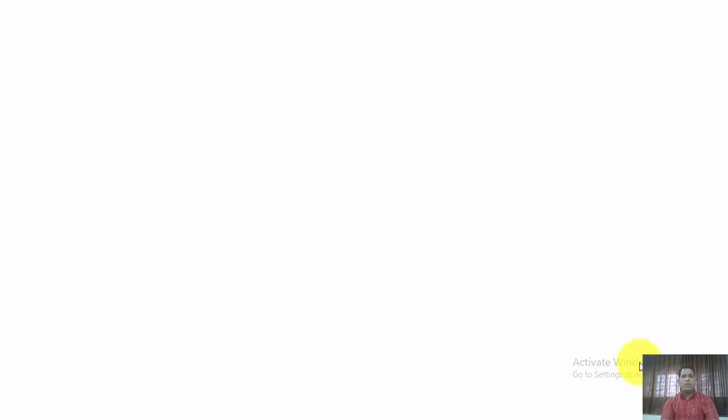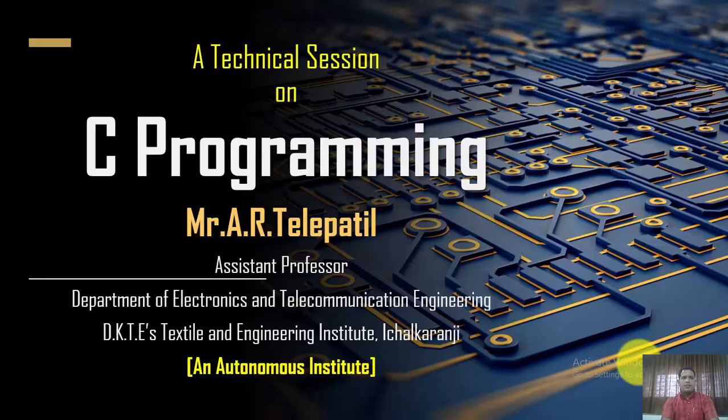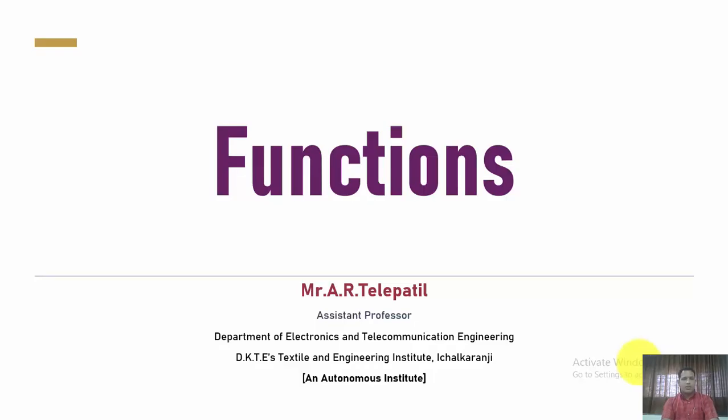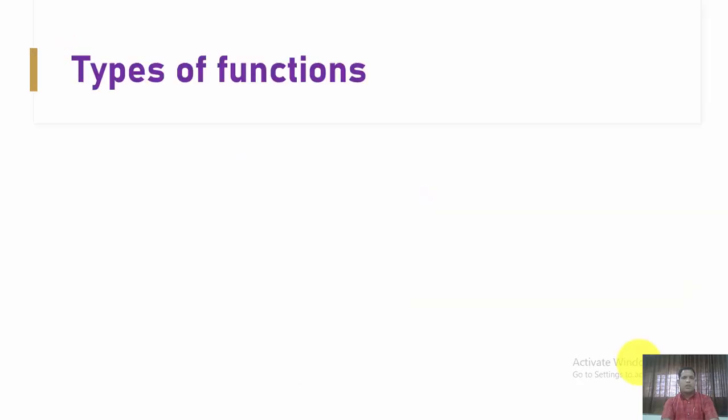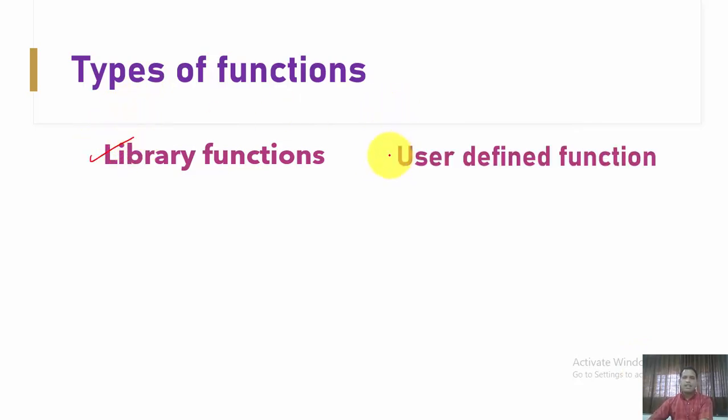Hello and welcome to all in this video lecture series on C programming. We are discussing the concept of functions in C. Today we are going to talk about the types of functions in the programming language. The first type is called a library function and the second is called a user defined function.